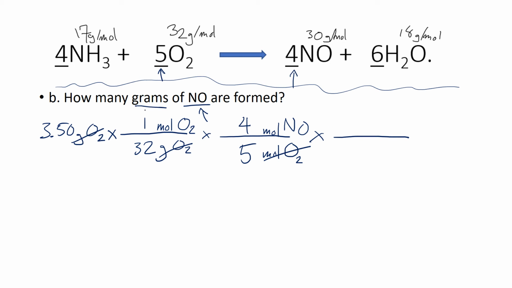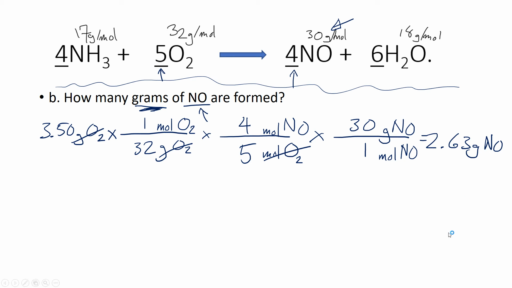And we want to get out of moles and into grams, because that's what the problem wants. The problem wants grams. So to convert that, put moles of NO on the bottom and grams of NO on top. And we already know the molar mass of NO, 30. So 1 mole is 30 grams. Now all you have to do is multiply and divide a little: 3.5 divided by 32 times 4 divided by 5 times 30, and I get 2.63 grams. 2.63 grams NO. That's part B.